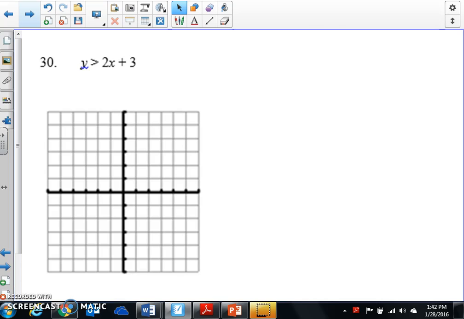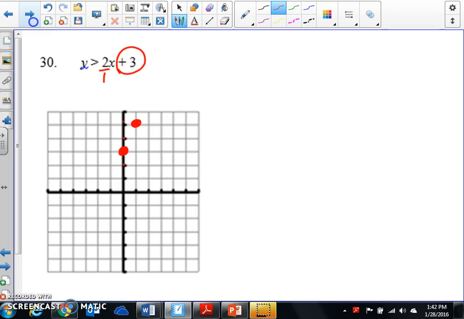This is luckily for us already in y equals mx plus b. So I go to my y-intercept, which is a positive 3. Put my point. My slope is 2 over 1, so I go up 2 over 1. Then I do the opposite, down 2, left 1. I look at the inequality. It doesn't have that equal sign under there. Therefore, it's automatically going to be a dashed line.